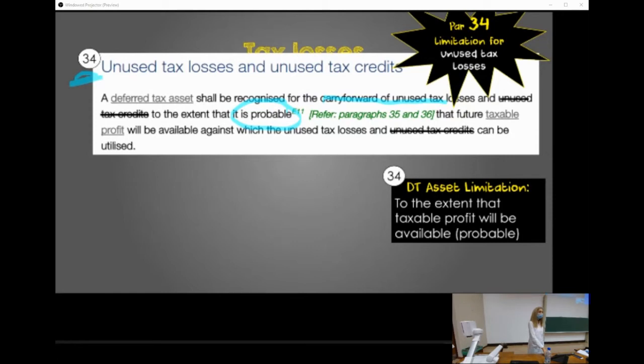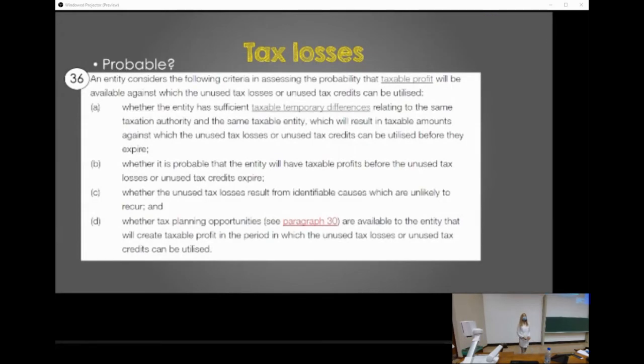Okay, so paragraph 34 limitation, the same as paragraph 24. And then we get some additional guidance again about when it will be probable. So we say it should be probable that we will have taxable profits in future. How do we know when it will be probable? That we find in IAS 12, paragraph 34.